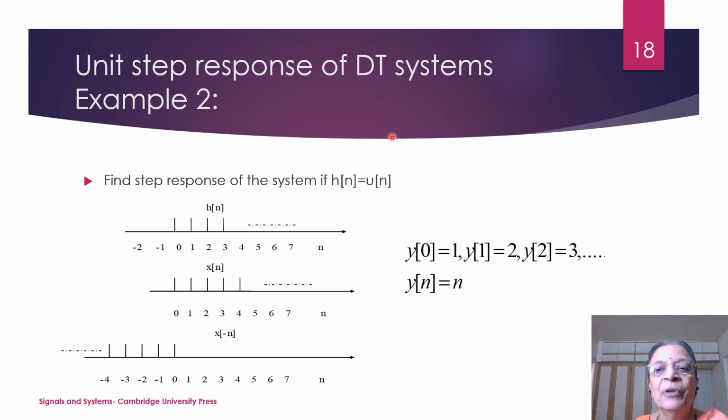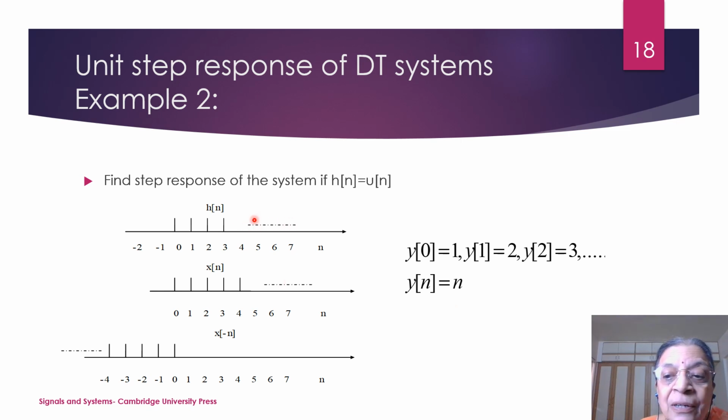Now this is one more example for DT systems. I have an impulse response equal to 1 at 0, 1, 2 and 3, and equal to 0 otherwise. And this xn is the unit step, that is un. So I just invert xn and go on shifting. For the first sample, it overlaps at n equal to 0, I get y0 equal to 1. At 1, 2 samples overlap, so I get 2. At 3, 3 samples overlap. At 4, 4 samples overlap, and so on. So what will be yn? Y will be equal to n.